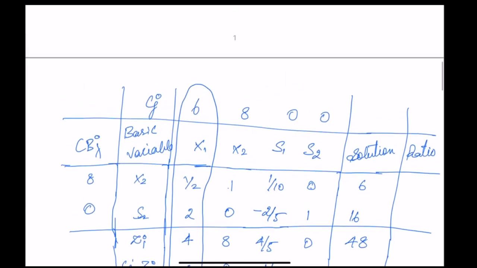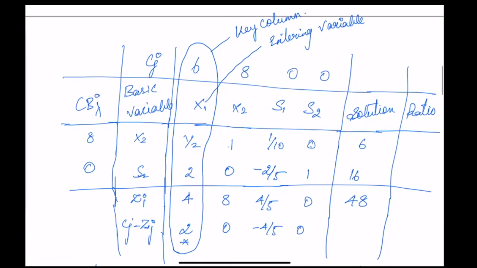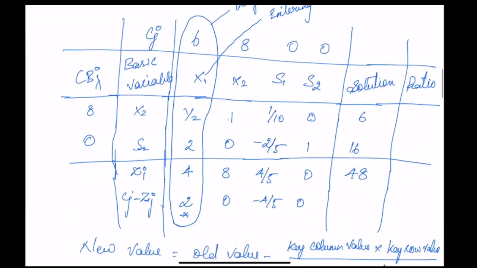This is said to be the key column, and this element is the entering variable. This is the entering variable, and now we are going to find out the ratio. The ratio of the solution to the key column elements. This 6 and 16 should be divided by 1 by 2 and 2.